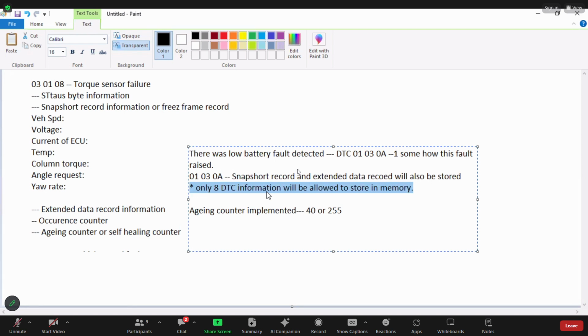Okay. Now one more important point. Let's say this aging counter increases to 30, and our threshold is 40 to remove DTC information from memory. Now, after the aging counter reaches 30, again when we went on the drive, this DTC was logged. Then what will happen?